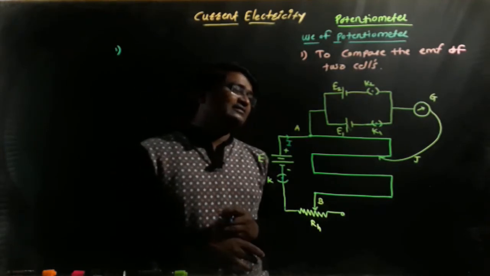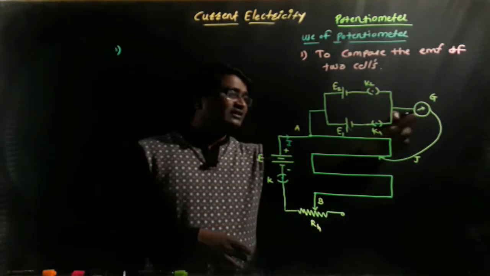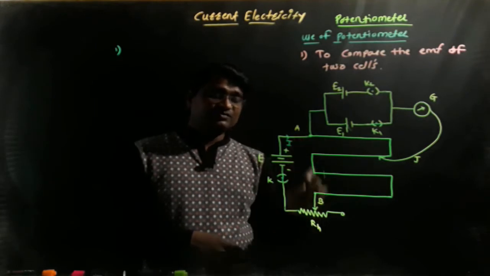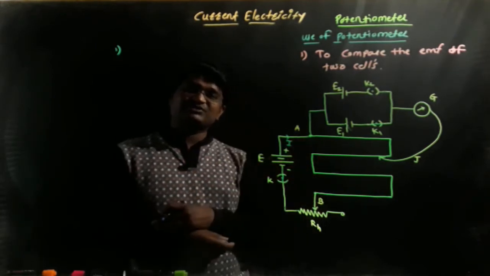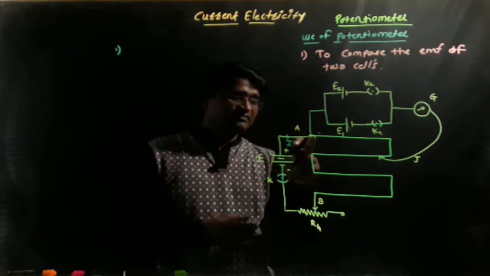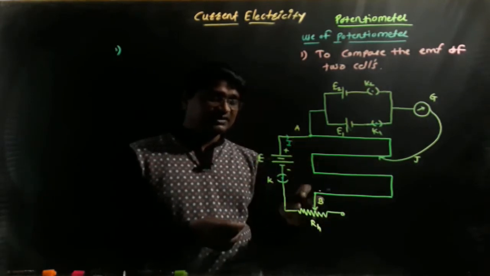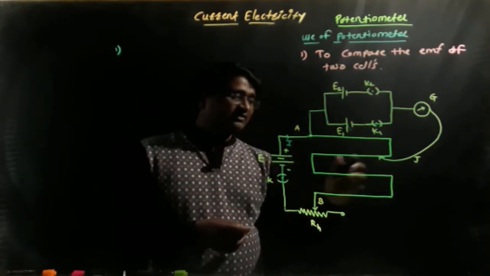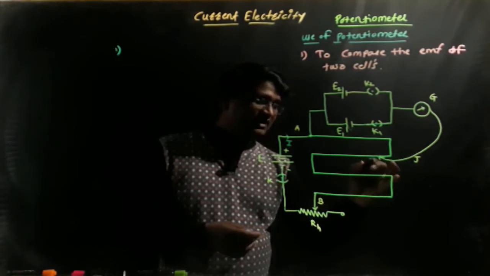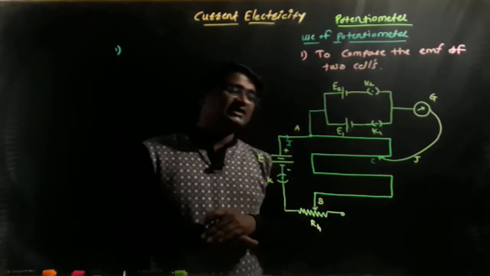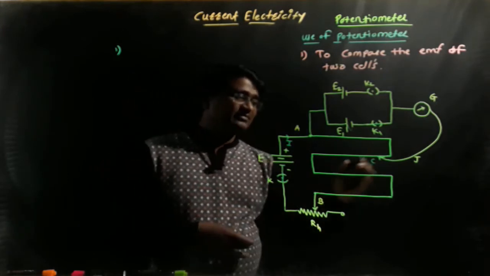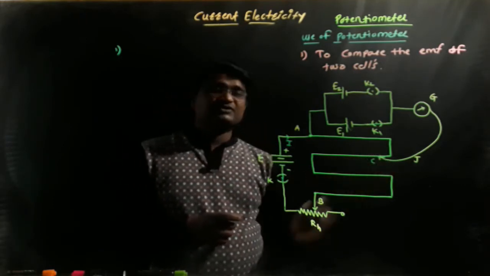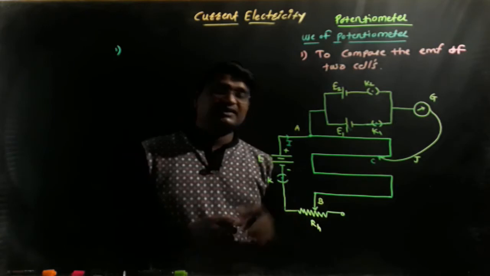And what happens exactly when K1 is closed? After the jockey touches near the point A and the point B, we observe that the deflection of the galvanometer is exactly opposite. We know very well that when the deflection is opposite at the points A and B, then when the jockey slides on the wire AB and reaches a point, imagine C, we find the null deflection point, that is zero deflection on the galvanometer, when the jockey touches the point C.